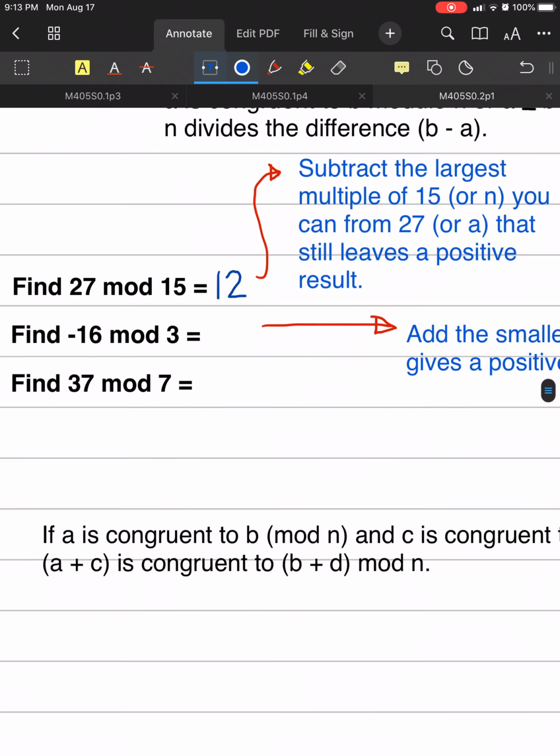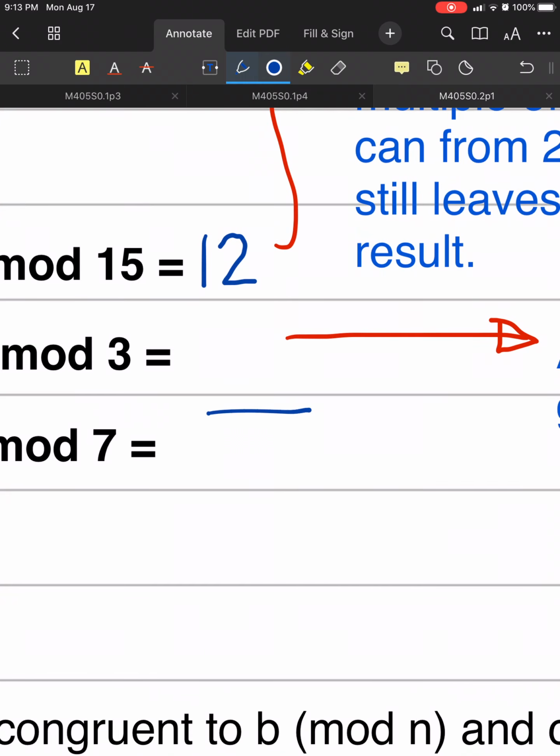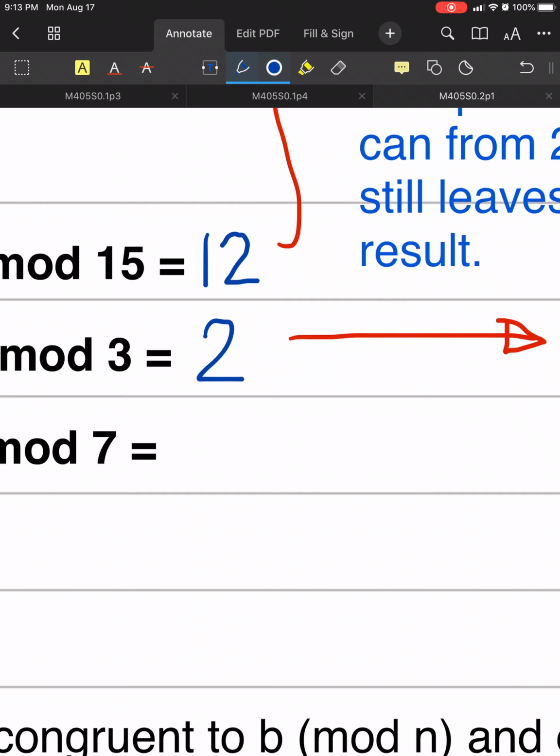So here, if I want a multiple of 3 that I add to negative 16 and get a positive number, that would be negative 16 plus 18, which would leave me 2 there.